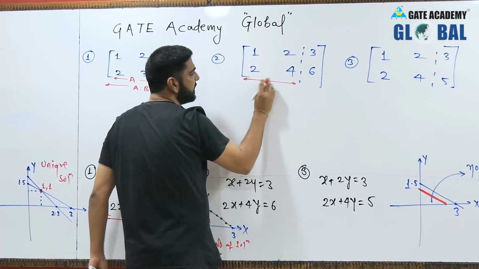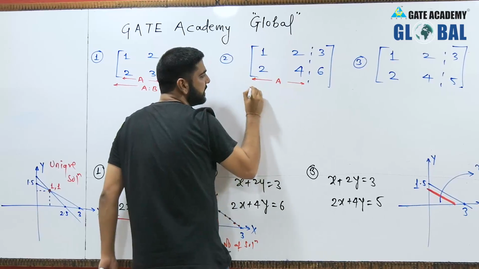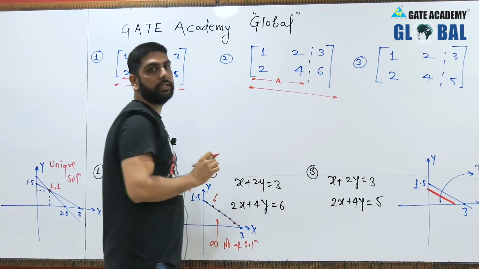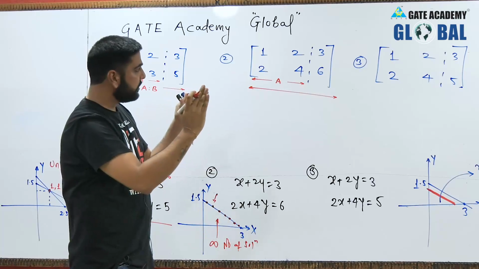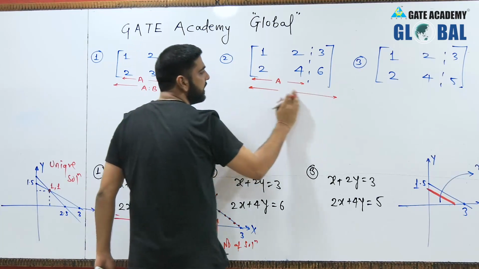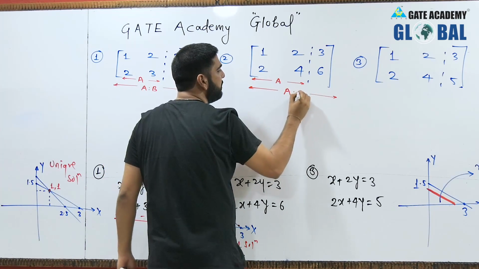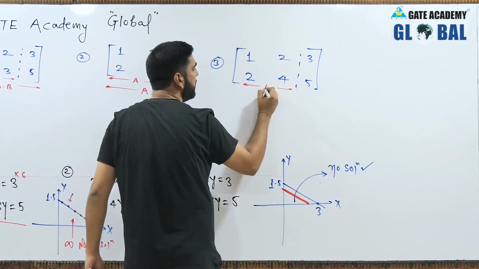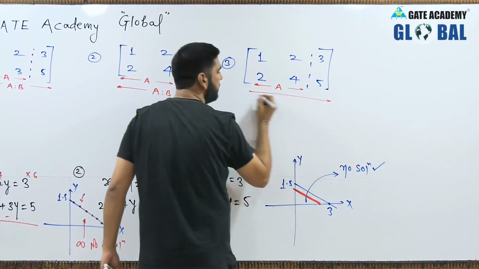This is matrix A, as you can see here. This is the coefficient matrix, and this is the column vector which is augmented with the matrix A, and it is referred to as matrix AB. And again I have the same case here, A and AB.